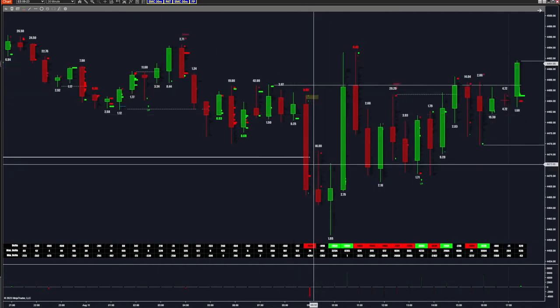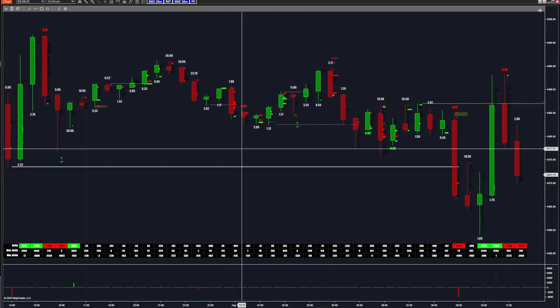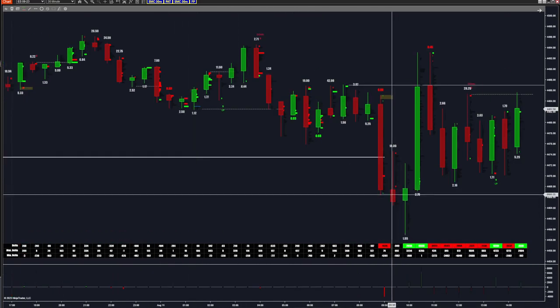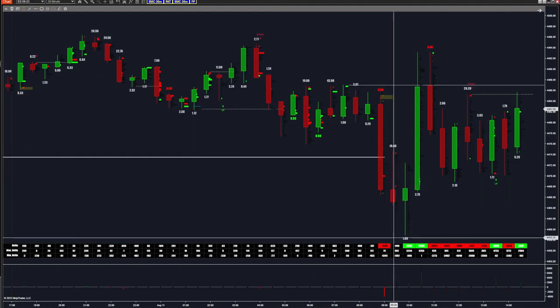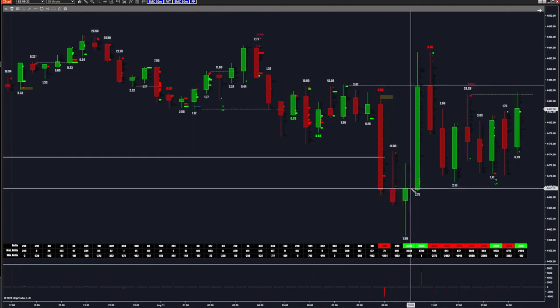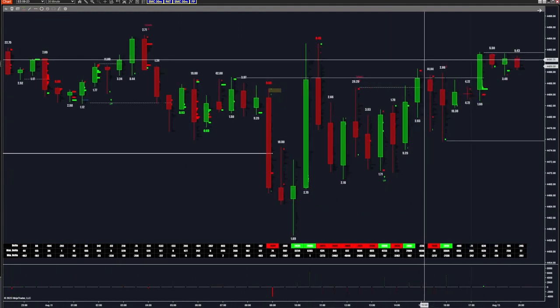Now this is another setup I would consider taking, right? We get the close below this prominent low, followed by huge negative delta once again, and then we get the huge positive, and I would take this at close for 10 plus points.